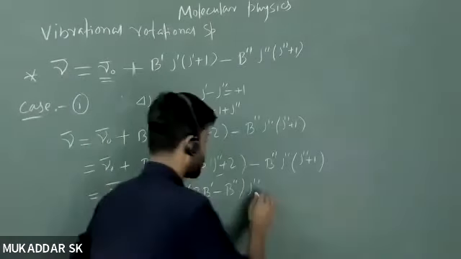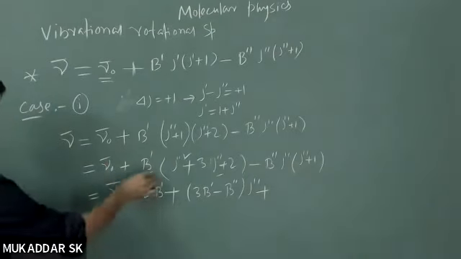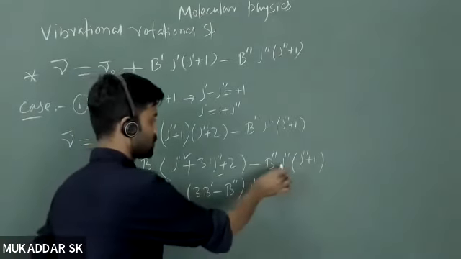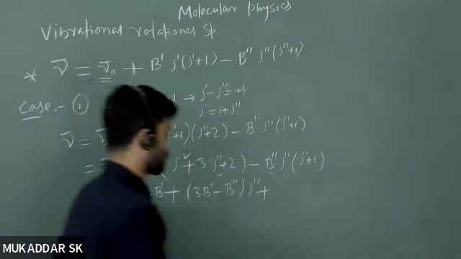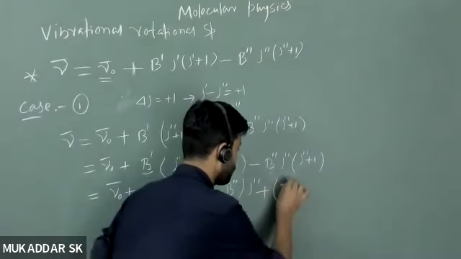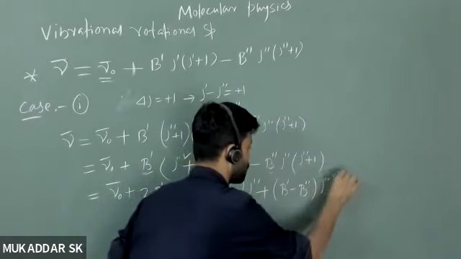And the last term will be the coefficient of J double dash square. Of course we will have this and this, because these will give you J double dash square, and its coefficient will be B double dash. So it will be simply B dash minus B double dash times J double dash square.